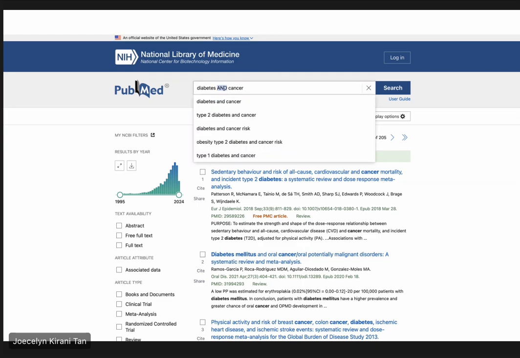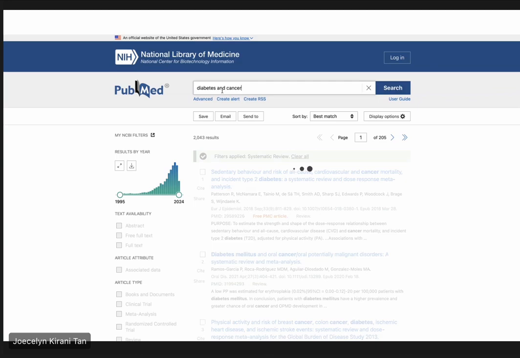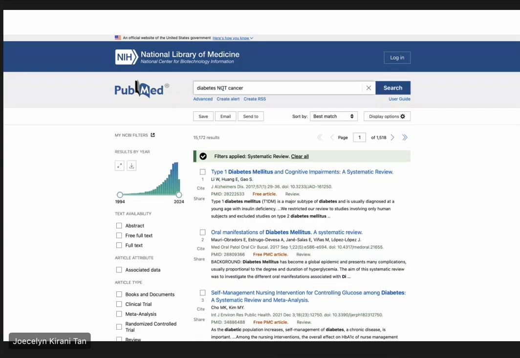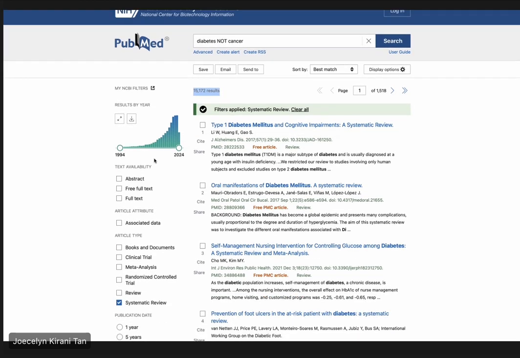And diabetes, oh sorry, diabetes not cancer. Again, as you can see here, this means diabetes only without the word cancer in it, and that's 15,000.